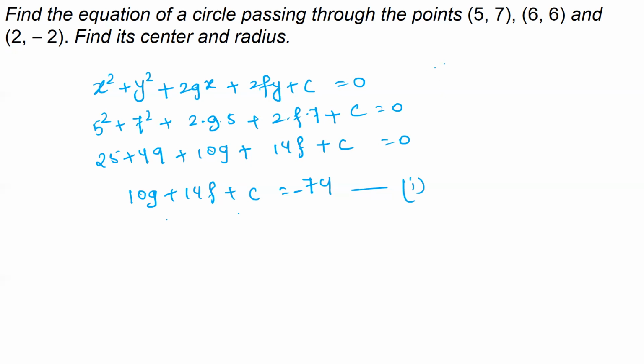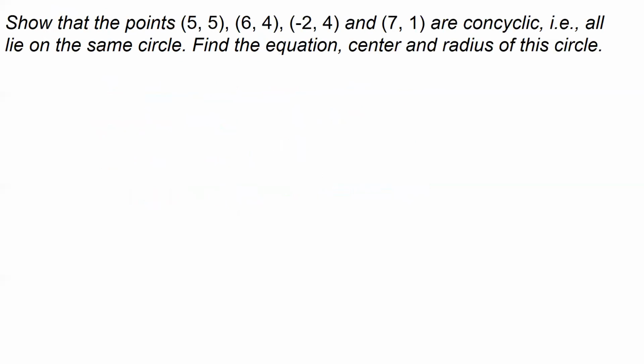And once you have found out the equation of the circle, then it is easy for you to find out the center and the radius. The center is minus g and minus f, and radius is g squared plus f squared minus c whole inside the root. So because you already have found out the values of g, f, and c by solving these three equations, it will be not a big task for you to find out the center and the radius. Okay, so let's move on to the next question.